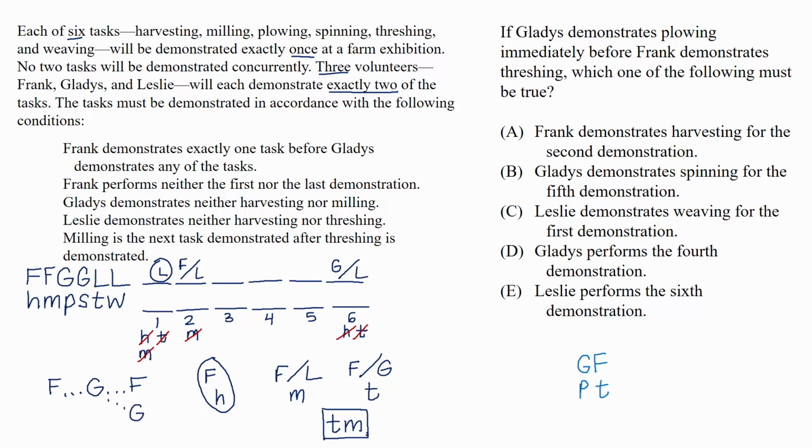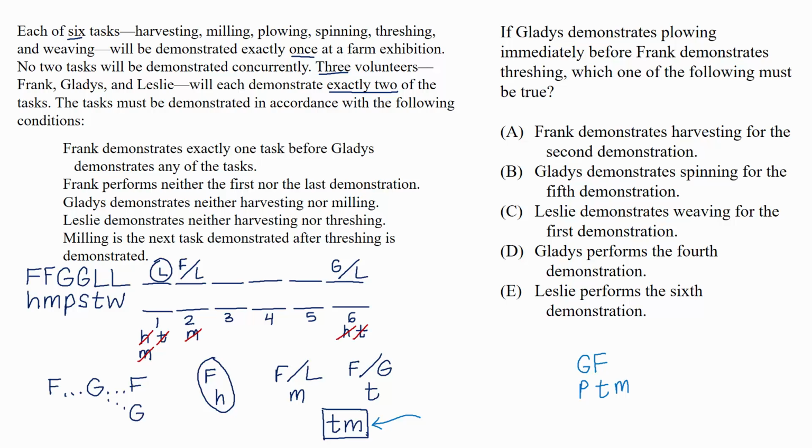So here Frank does threshing. And we also know from our initial deductions that Frank definitely does harvesting at some point. So in this question, we know both of Frank's tasks, harvesting and threshing. Now we're given a rule about threshing here. We know that milling is right after threshing based on the last rule. So we can draw that in and make our group bigger.